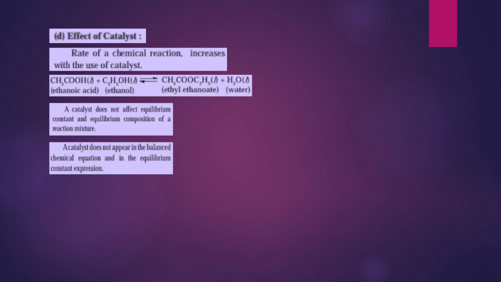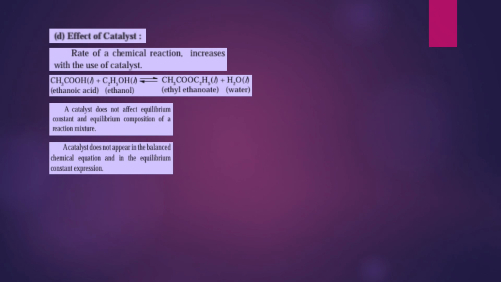Now consider the following reaction. It's an esterification reaction. You have CH3COOH, in the liquid state, that is ethanoic acid. It is reacting with C2H5OH in the liquid state, that is ethanol, and this reaction reversibly gives CH3COOC2H5, that is ethyl ethanoate, an ester, plus water.